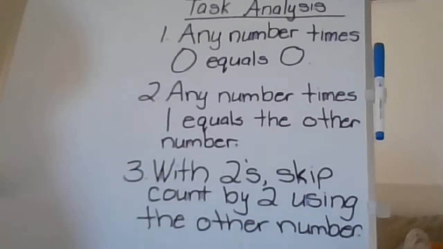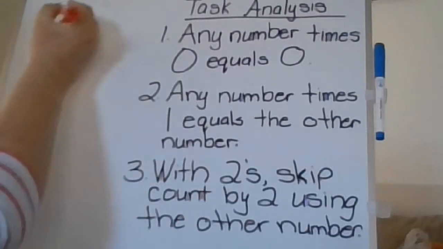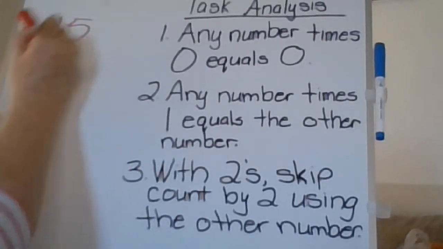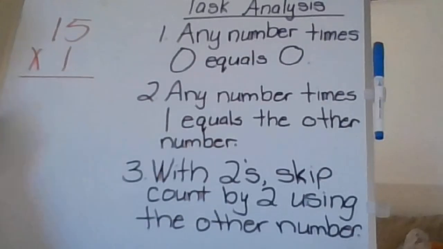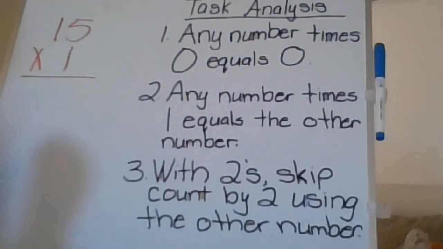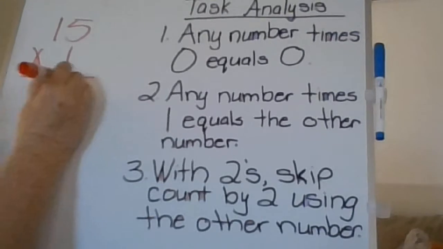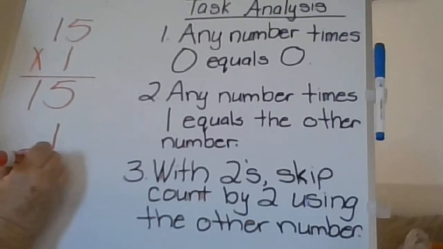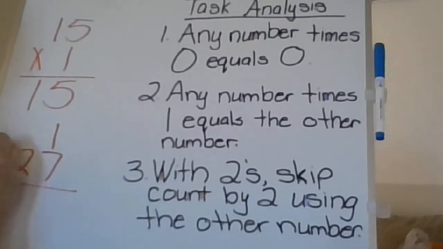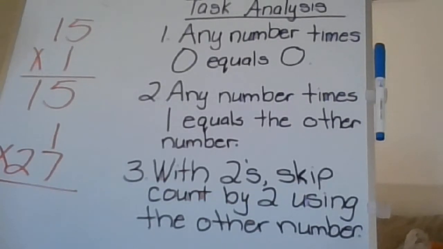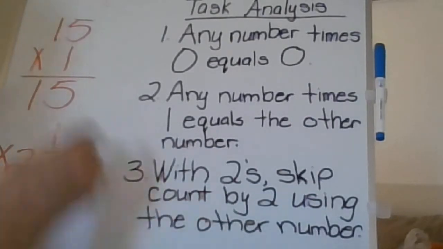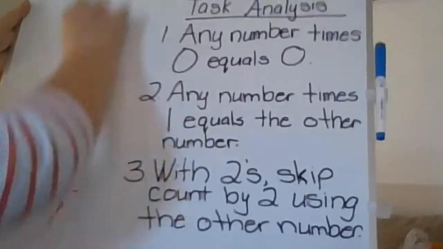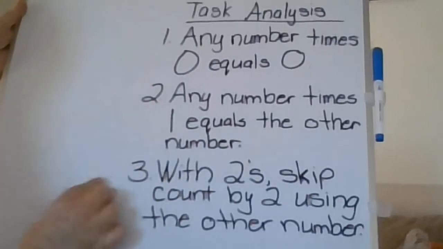Great job. Let's try one more. Okay, here's tricky. Let's see if I can get really hard. What if I had 15 times 1? What would my answer be? You're right, it is 15. What if I had 1 times 27? What would my answer be? It's just 27. Exactly, because there's a 1 there. So zeros and ones are pretty easy.